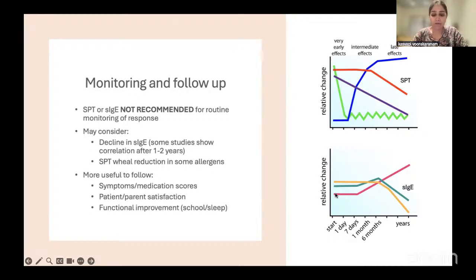Generally, what happens is this graph shows that there is a relative increase in the levels of specific IgE as soon as we start the immunotherapy, which keeps on going down as the immunotherapy progresses. As early as 1 to 2 years is what is generally required for the specific IgE to come down. The skin prick test wheal may or may not come down even after starting immunotherapy. So generally, it is not recommended for routine monitoring. But what are more useful for monitoring the response of immunotherapy are the symptom or medication scores, the patient satisfaction, and how the overall day-to-day activity of the child has improved.